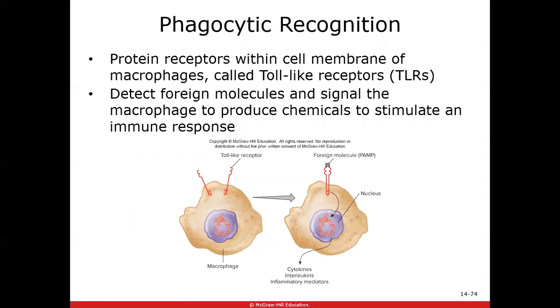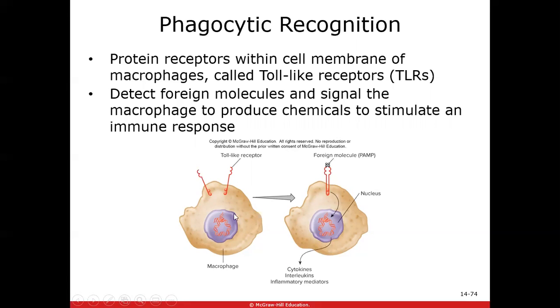So phagocytic recognition, how they can recognize something that is not self. You have protein receptors within the cell membrane of macrophages called toll-like receptors. They detect foreign molecules and signal the macrophage to produce chemicals to stimulate an immune response. This receptor is very specific to a particular microorganism. Once this receptor comes across this foreign molecule, it sends out signals to release cytokines, which will stimulate a further immune response.